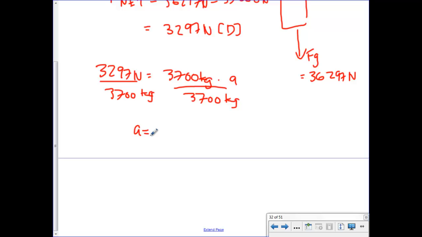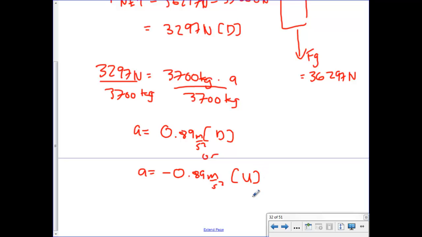Can you guess exactly? What am I, a calculator? That's what it seems like. Oh, sorry. I got 0.89.